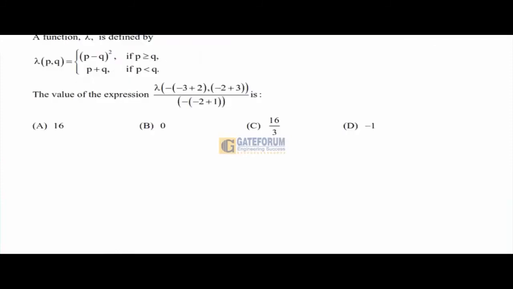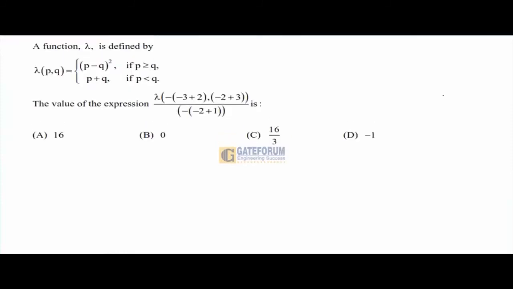A function lambda is defined by lambda(p, q) is (p minus q) whole square if p is greater than or equal to q, and p plus q if p is less than q. So they have given lambda this, this part is p as you can see, then this comma, and then this part is q. And here below is a constant. Let us find the values of each.